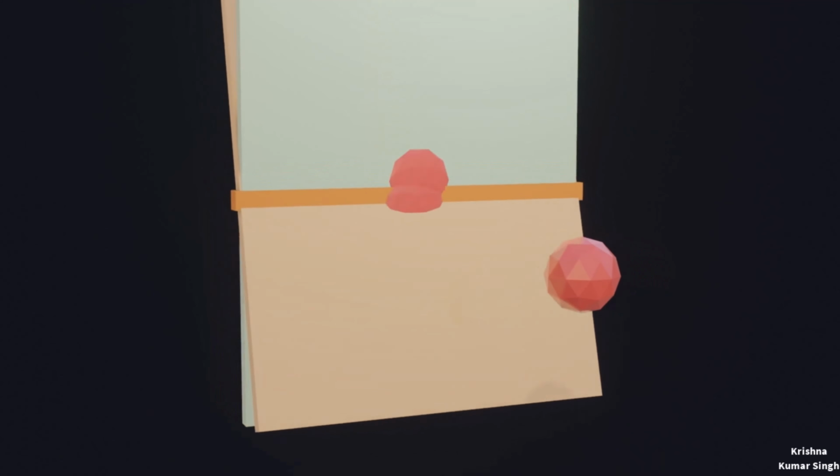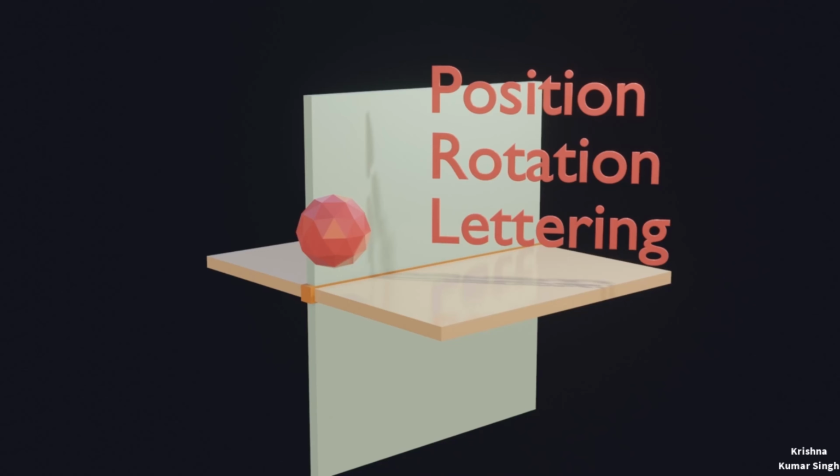In this video, we have discussed the position of objects in quadrants, rotation of the horizontal plane, and lettering to be given.